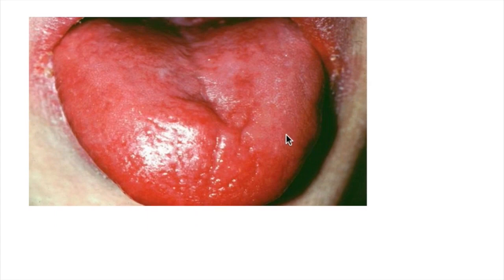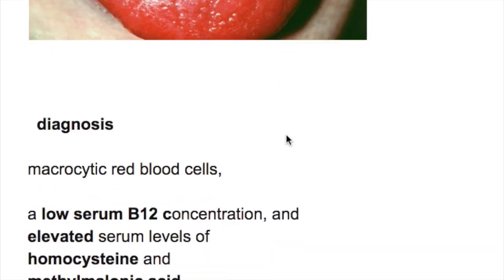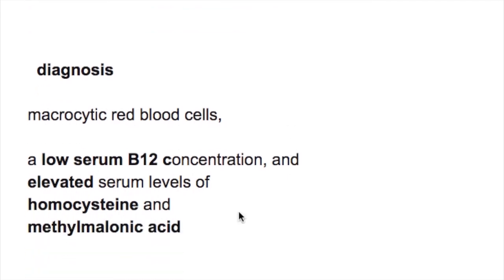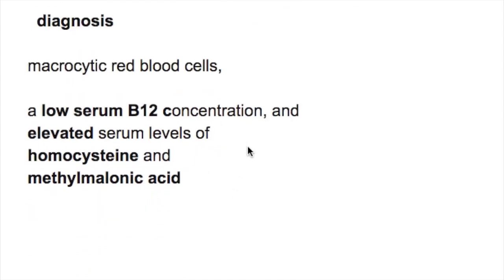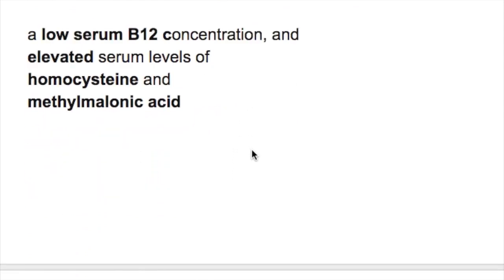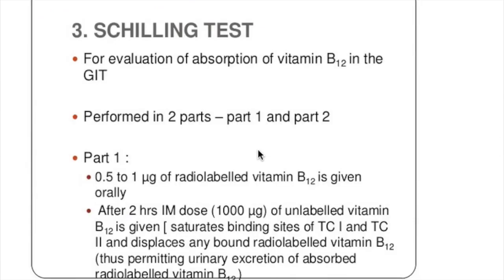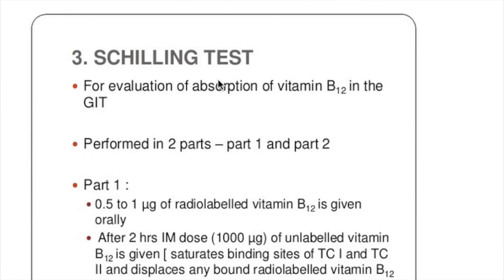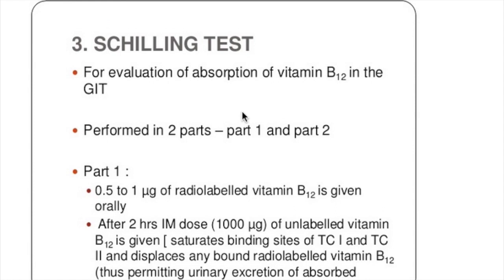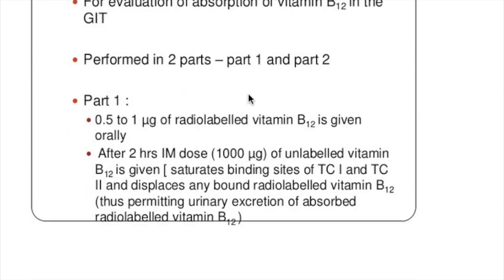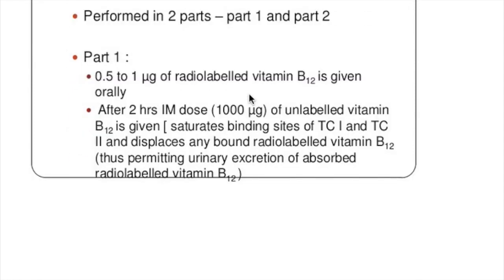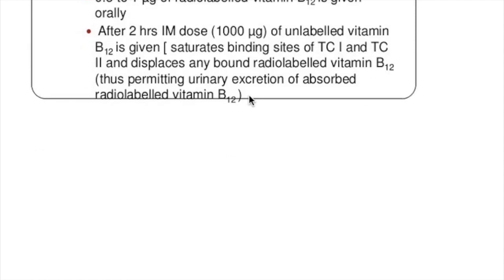Diagnosis of B12 deficiency. The simplest and easiest test to diagnose B12 deficiency is measuring serum B12. There are macrocytic red blood cells, and also there are elevated serum levels of homocysteine and methylmalonic acid. Schilling test is done to evaluate the absorption of vitamin B12 in the GIT. It's done in two parts. First, a radio-labeled oral B12 is given, and then 2 hours later, intramuscular vitamin B12 is given. That displaces radio-labeled B12, and that is measured in the urine.